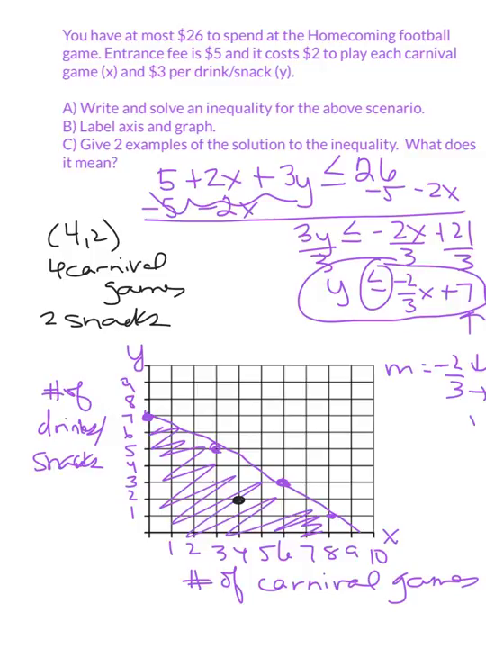If I pick another point, let's just say I pick a point here. That can be 7, 0. I can do that. That means I can play 7 games, and no food. So 0 snacks or drinks. Maybe I ate before I left. Maybe the line's too long. Maybe I don't like what they have. So I'm going to spend all my money on carnival games, which is certainly fine because that 7, 0 is part of my solution set since it's in the shaded region.